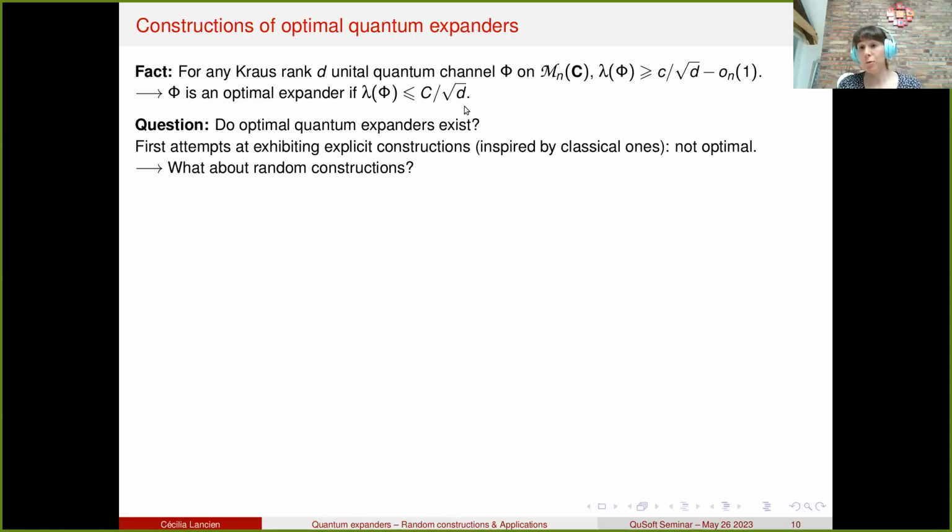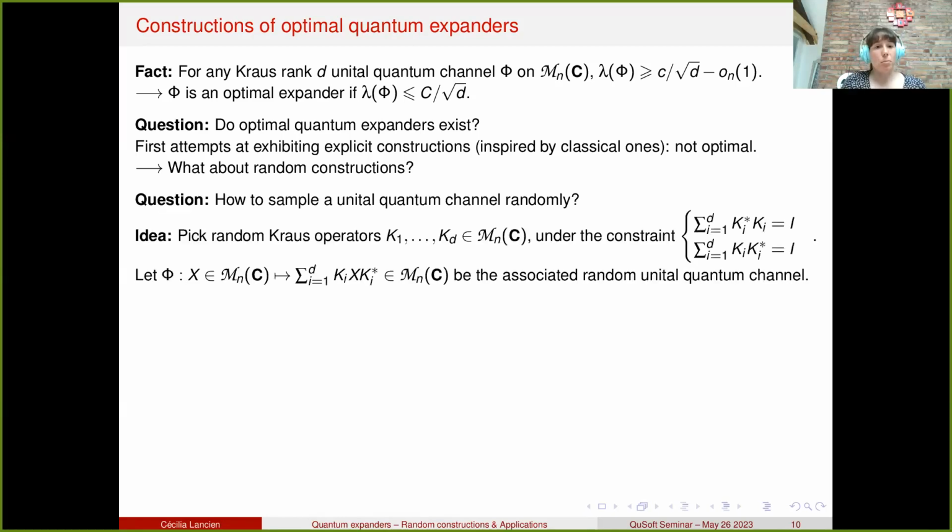So you could think, if we cannot exhibit explicit examples, can we say something about random ones? One question is, how would you sample a unital quantum channel at random? And how would you do it in a way such that afterwards you can understand from a mathematical point of view what is going on?